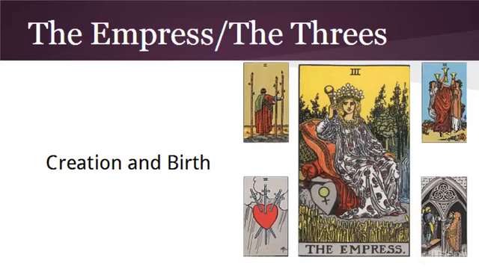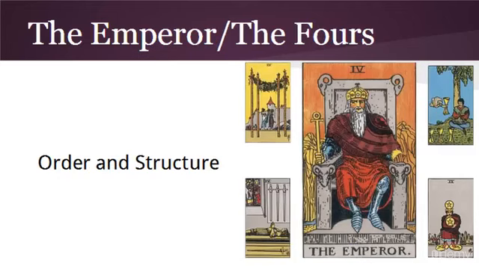So we get to the Empress, which is about creation and birth. And with the number 3, it's creation, expression, communication, and interaction. And whether that's a creative expression, or emotional expression, or physical expression, or mental expression, that's how the aces and 2s come together to create that expression. So we get to the Emperor, and he's about order and structure.